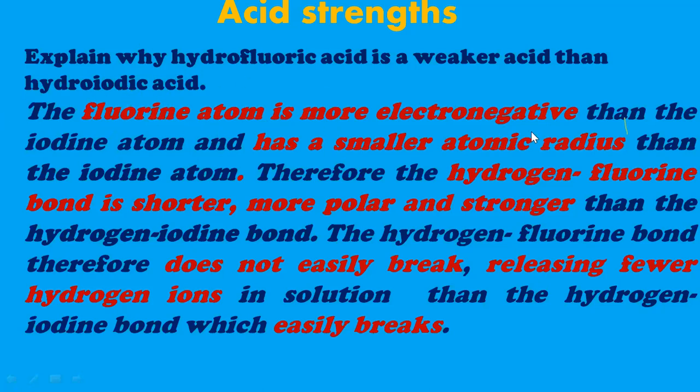So the fluorine atom is more electronegative than the iodine atom and has a smaller atomic radius than the iodine atom. That implies the hydrogen-fluorine bond is shorter, more polar, and stronger than the hydrogen-iodine bond. So the hydrogen-fluorine bond does not easily break, releasing fewer hydrogen ions in solution than the hydrogen-iodine bond, which is longer and weaker. Hence it releases many more hydrogen ions compared to hydrofluoric acid in the solution. Are we together?